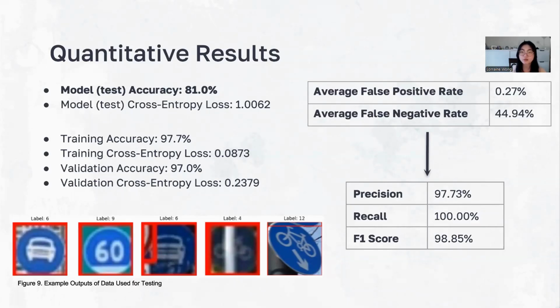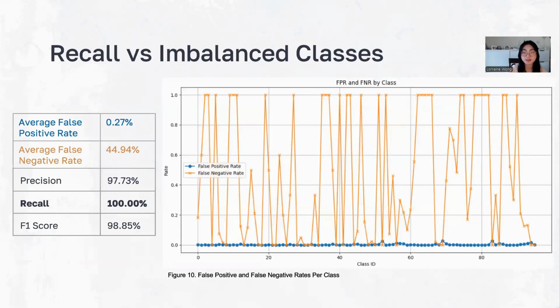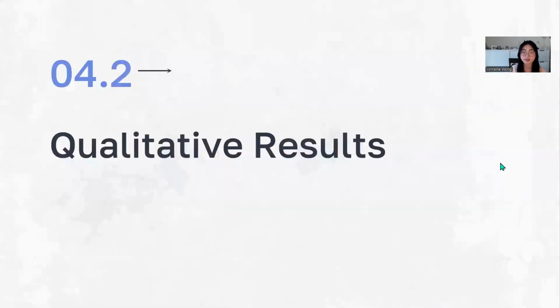However, the 100% recall caught our attention as it contradicts the moderately high average false negative rate. This may be due to class imbalance, since some classes only had one image, while others had many more. To overcome this, we have implemented data augmentation to produce more images for smaller classes in hopes of reducing class bias. Now on to qualitative results.